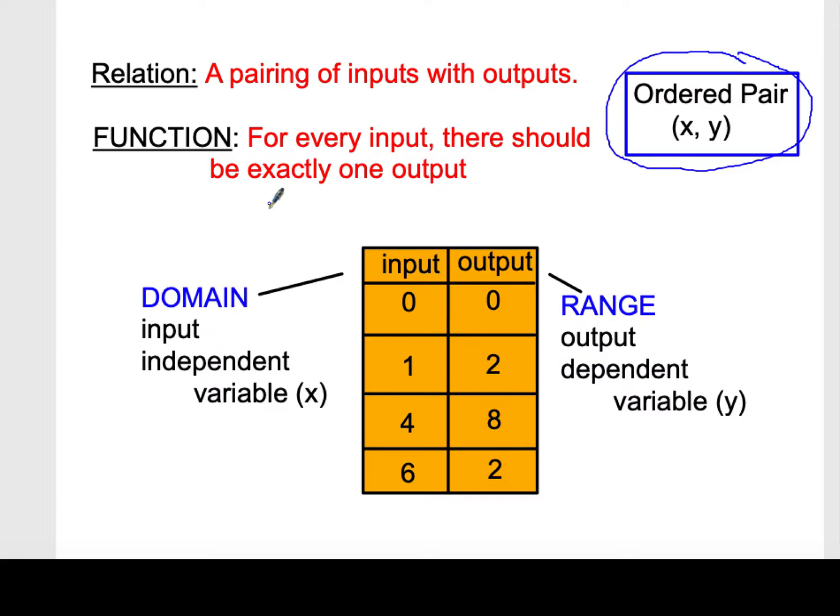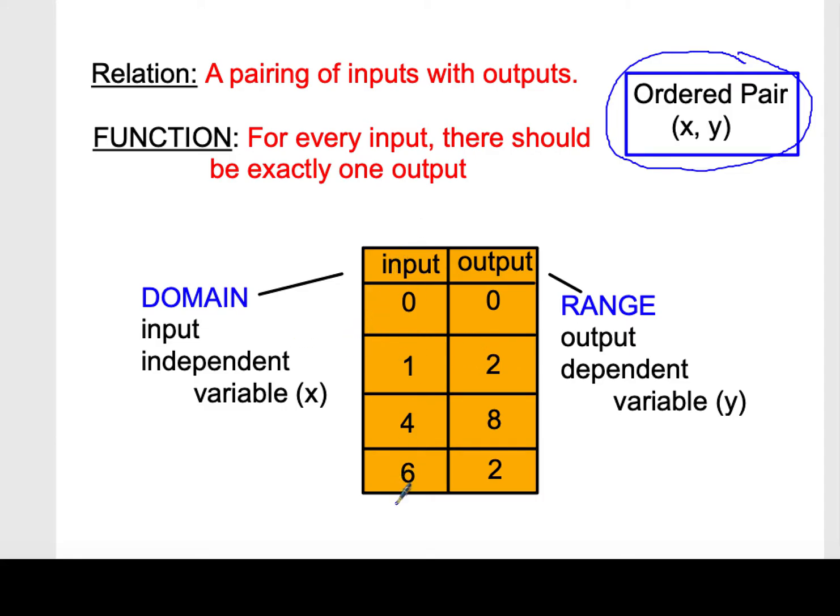So again, a relation is just saying that when we inputted 0, we output 0. When we inputted 1, we output 2. Think of this like just a machine. We're dropping a number in, a bunch of stuff happens, an output number comes back. Again, we're just relating two things.